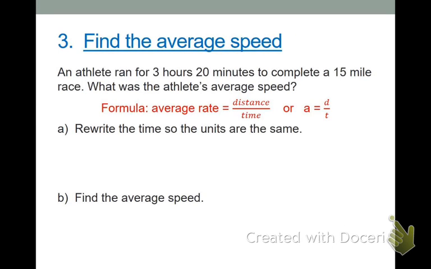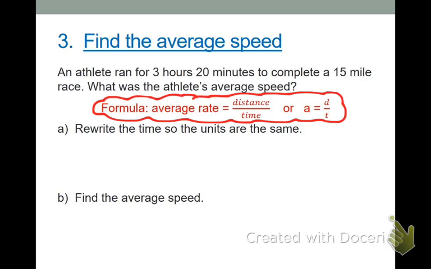For number 3, it asks us to find the average speed. So it says here, an athlete ran for 3 hours and 20 minutes to complete a 15-mile race. What was the athlete's average speed? Anytime I ask you to find the average speed, you're going to use this formula right here. So you can put a little cloud around it. It's something very important, and you're going to want to have this memorized.